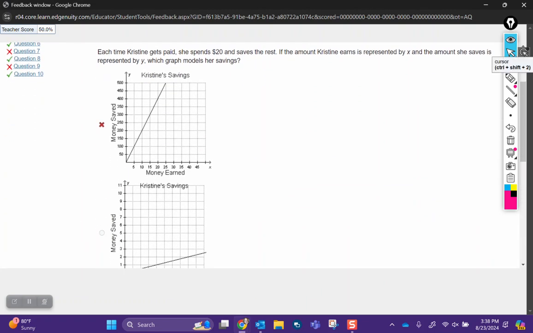Question 4: each time Christine gets paid, she spends $20 and saves the rest. If the amount Christine earns is represented by X and the amount she saves is represented by Y, which graph models her savings?